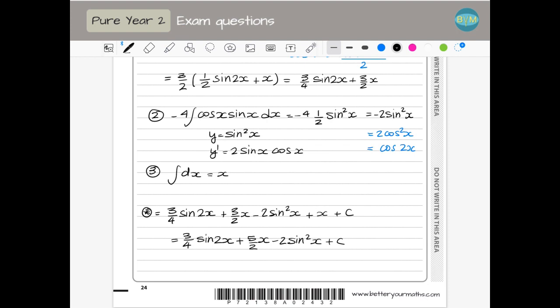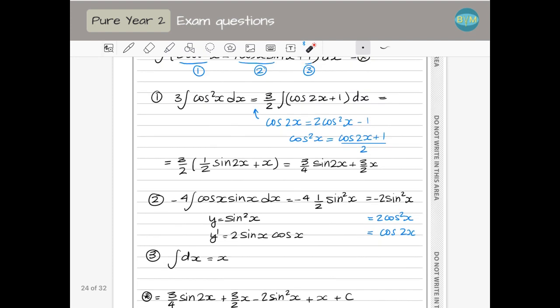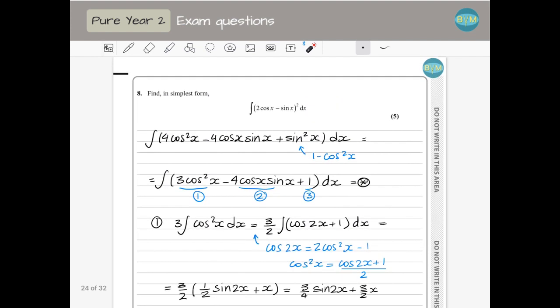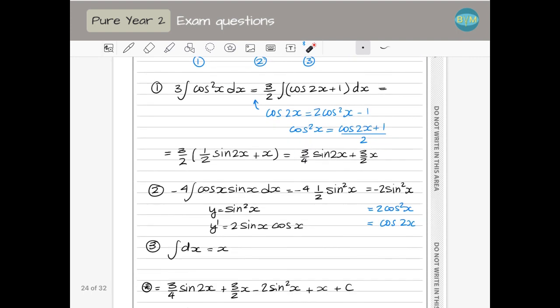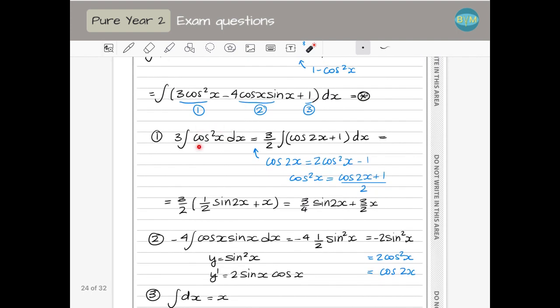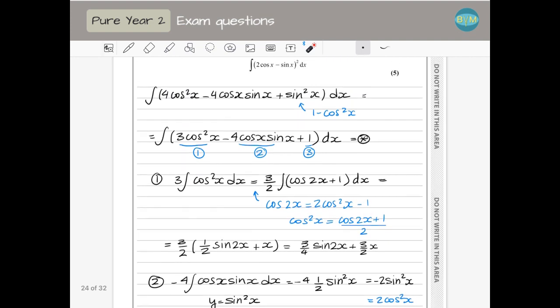Just remember that this minus 2 sine squared could be 2 cos squared or cos 2x, and all of them could be correct. I would say these are the type of questions that you have to remember. It's difficult for you to integrate this if you don't know this trick. So I think it's worth it to learn it. That's all.